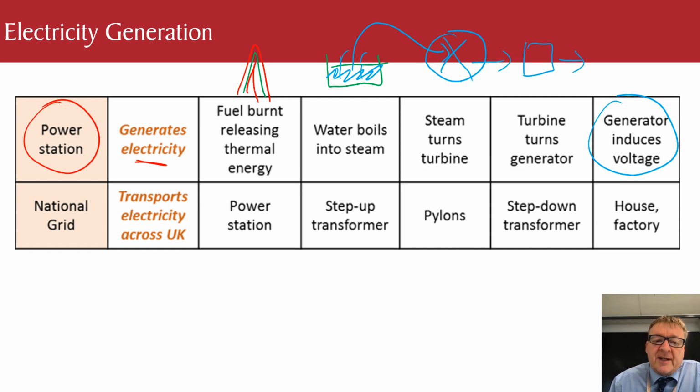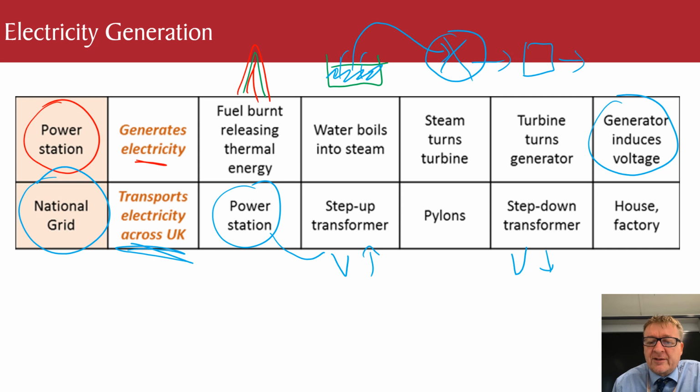Once that electricity is made, it goes into the national grid, which takes electricity across the whole country. So it starts off in the power station, and it goes to a step up transformer, where voltage is increased. And that makes it more efficient. Then it gets into your house and your factory. And in your house, we're talking about 230 volts.